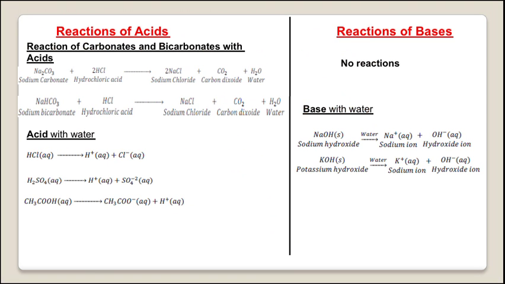Acids and bases, both when dissolved in water, release their ions. You can see in the reaction HCl when dissolved in water releases H plus ion, whereas NaOH when dissolved in water releases OH minus ion. It is clear from these reactions that acids and bases only work when they are dissolved in water. If they are in dry state, they will not show any ionization, that is release of ions.